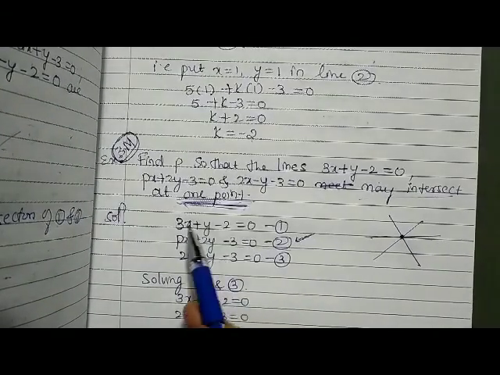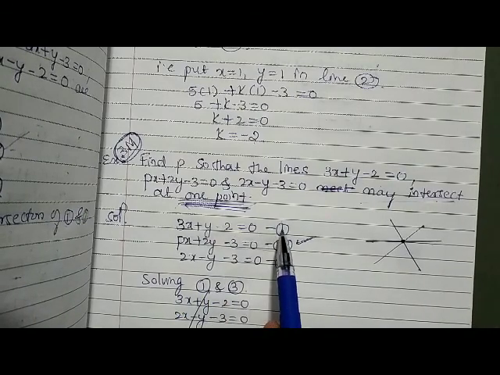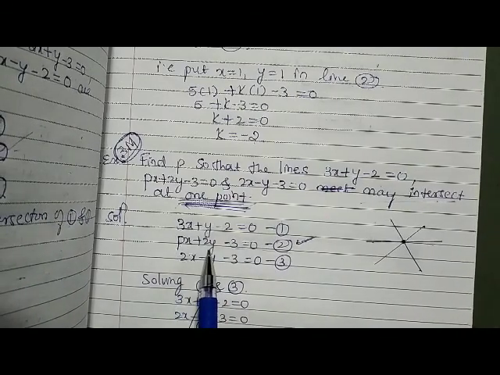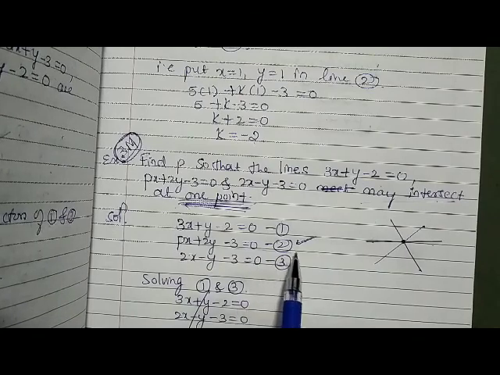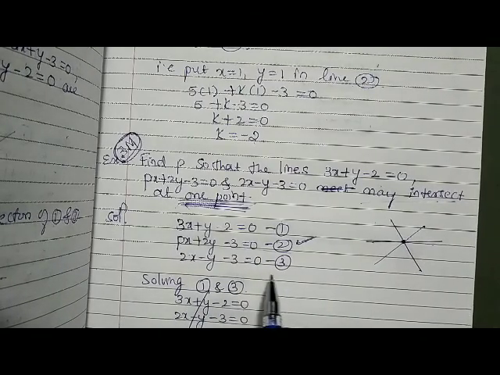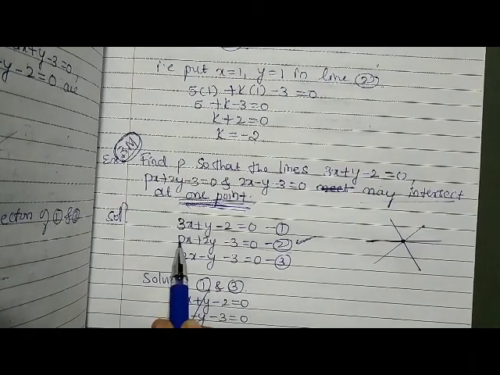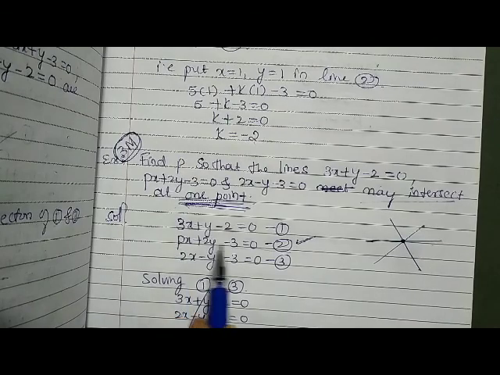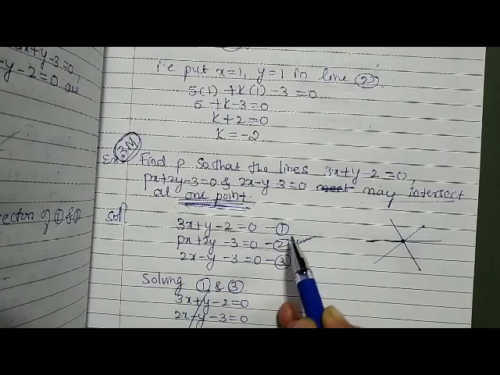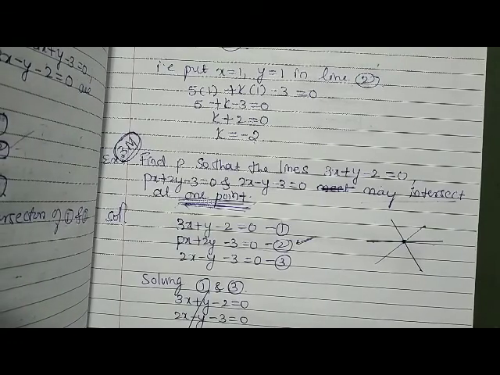Consider the lines, that is 3x plus y minus 2 is equal to 0. Call this equation as 1. And px plus 2y minus 3 is equal to 0. Call this equation as 2. 2x minus y minus 3 is equal to 0. Call this equation as 3. So since P is unknown, we need to find it. Therefore, we'll keep this equation as it is. We'll solve 1 and 3 to find the point of intersection.